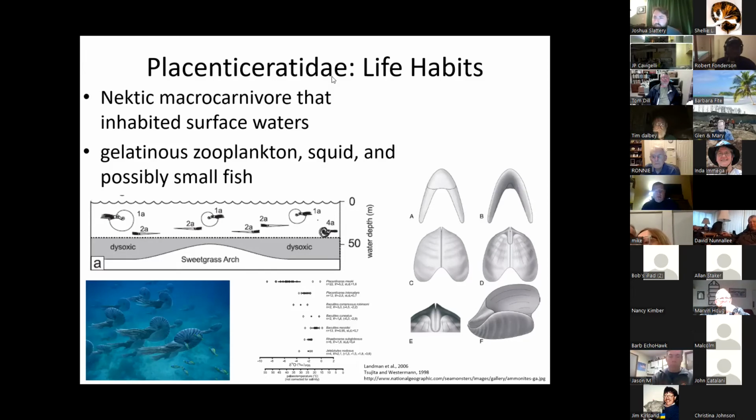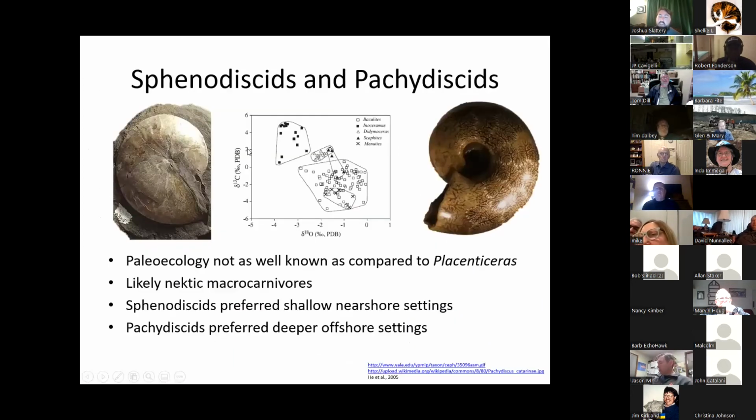Okay, so let's continue on. I was talking about the planospiral ammonoids, Placenticeratidae, and I started moving on into the other planospiral Ammonitina, which are the Sphenodiscids and pachydiscids. These are also very common planospiral ammonites in North America during the late Cretaceous. We don't know much about their paleoecology compared to the Placenticerids. They look almost exactly the same or very similar in morphology, and the Sphenodiscids seem to come in after Placenticerids went extinct.